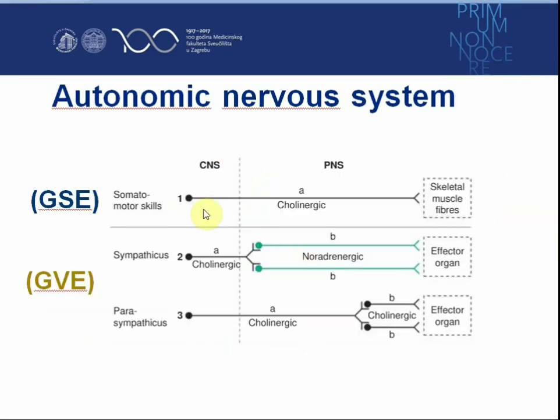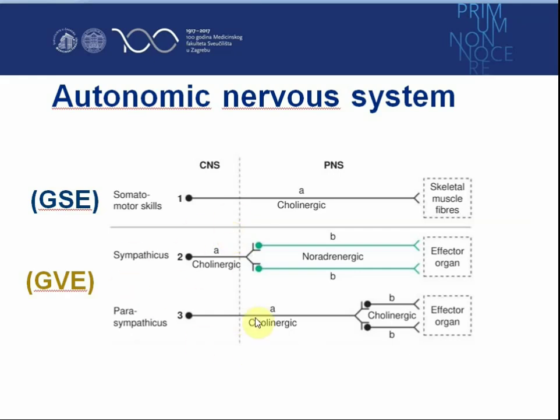Unlike general somatic efferent fibers, which create a synapse or switch only once at the level of the neuromuscular junction, neurons of the autonomic nervous system, on their way to target organs, need another synapse or switching. This occurs in the ganglia of the autonomic nervous system, and we can therefore distinguish between the preganglionic and postganglionic neurons of the autonomic nervous system.